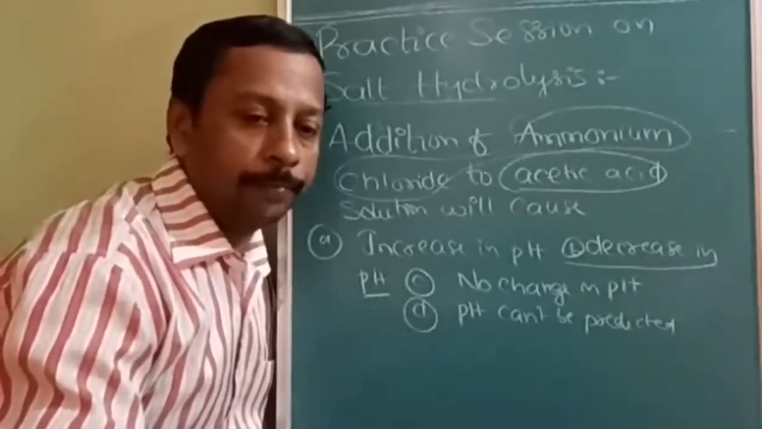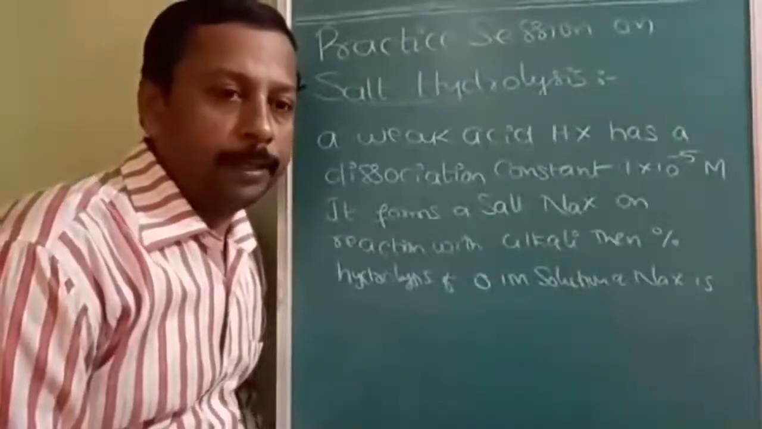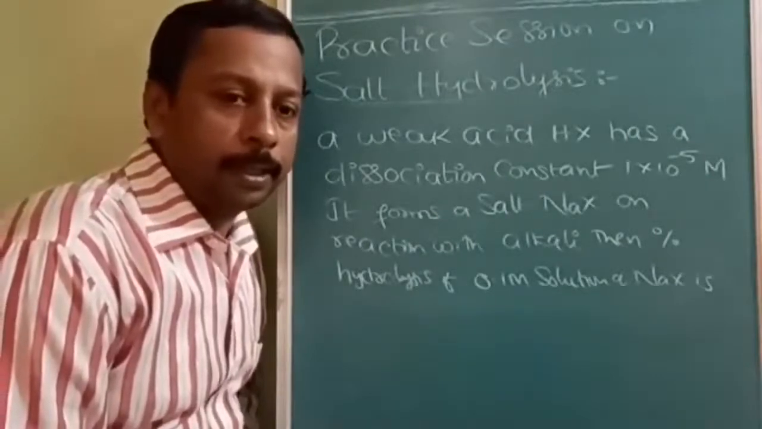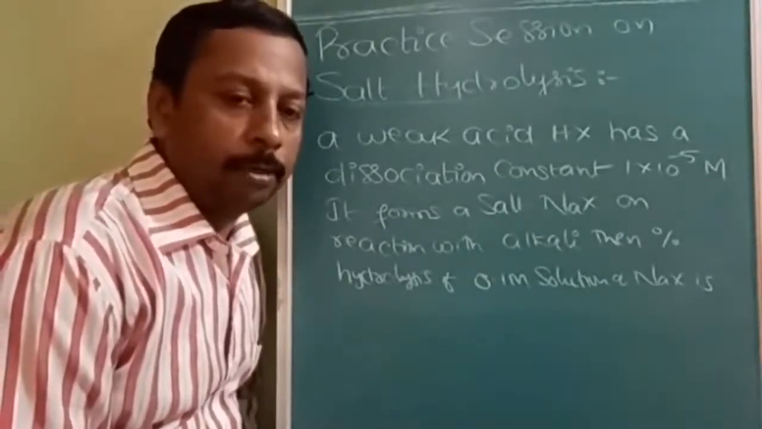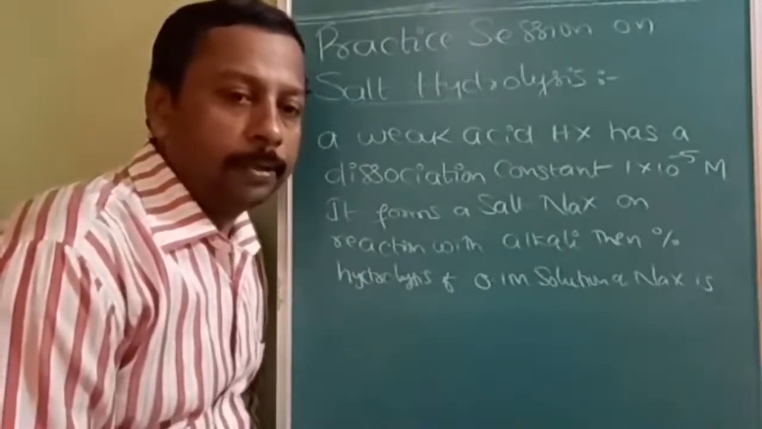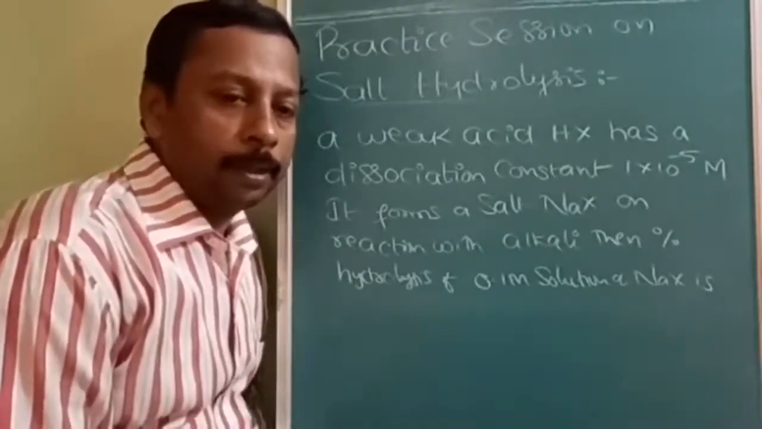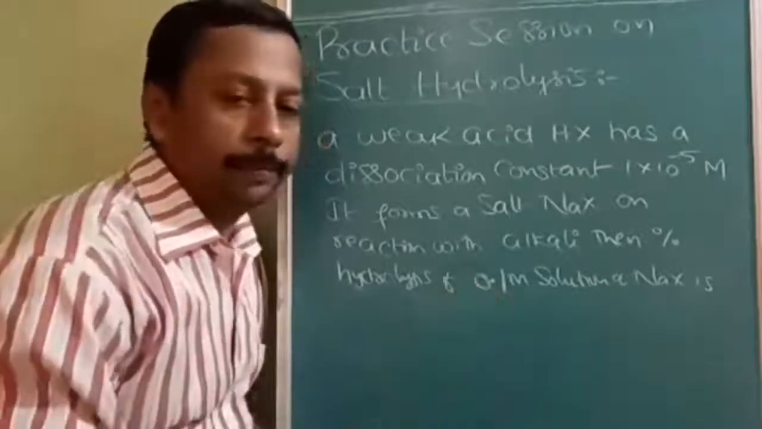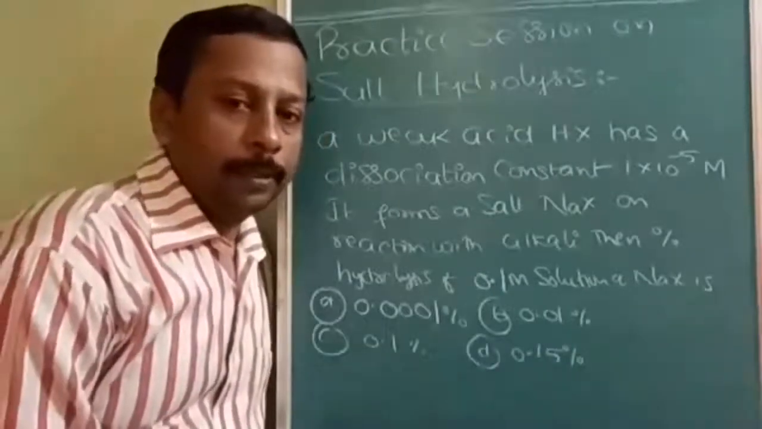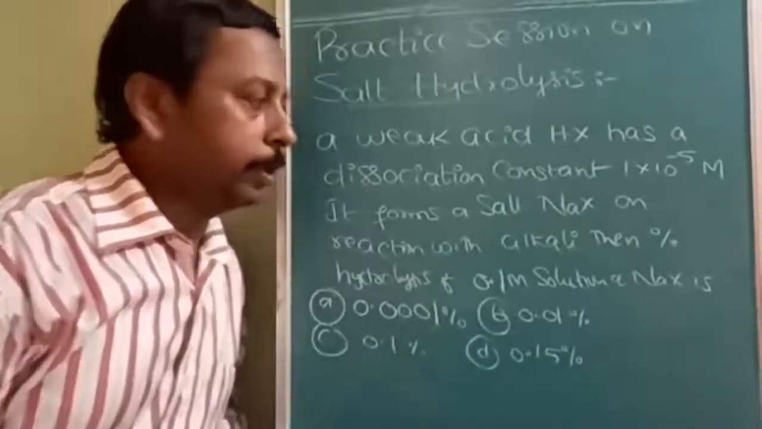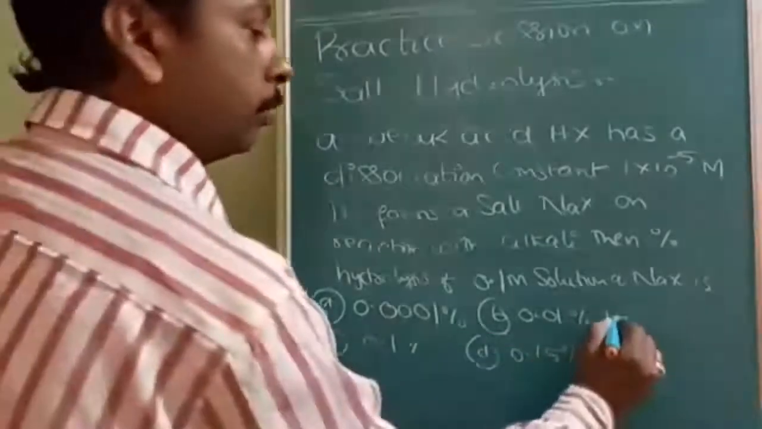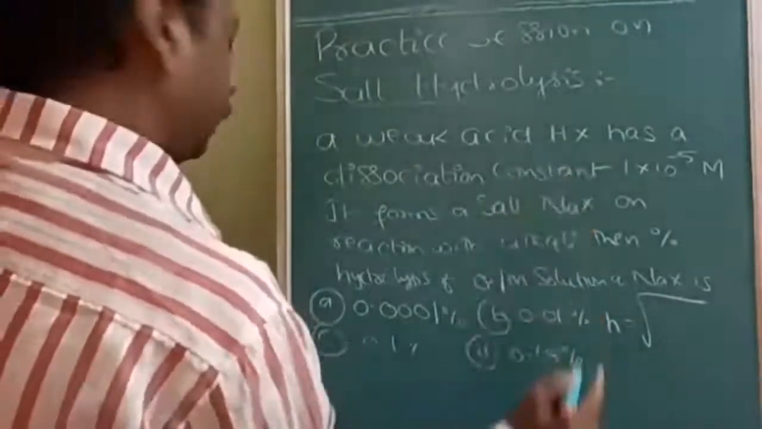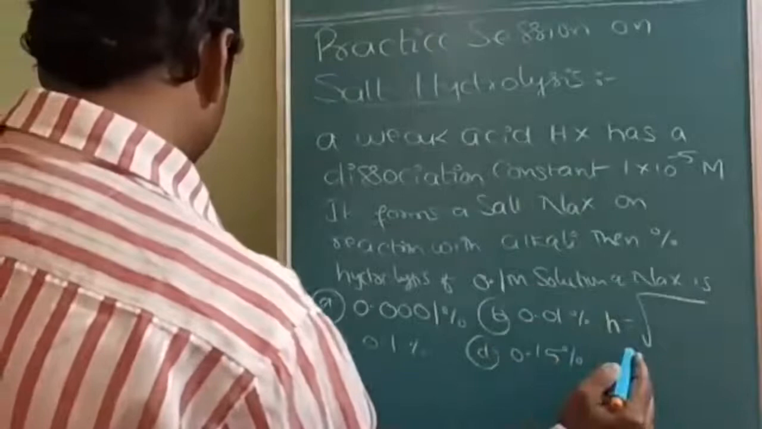Okay, next question is a little bit tricky numerical. A weak acid HX has a dissociation constant of 1 into 10 to the power of minus 5, and its salt NaX with alkali, then you have to find the percentage hydrolysis. Okay, very simple question, direct formula based. What do you have to find out? h you have to find out. h is equal to square root of. It is a salt of weak acid and strong base. So what will be the formula?